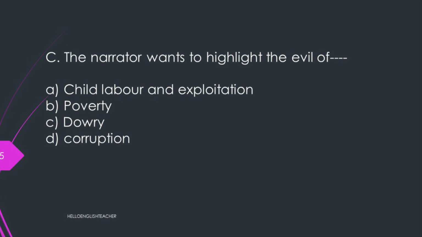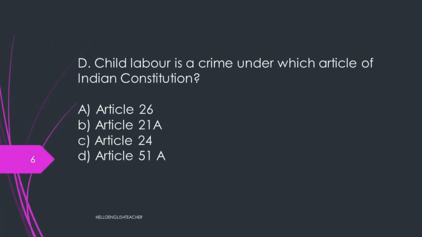So next question. The narrator wants to highlight the evil of child labor and exploitation, poverty, dowry and corruption. So here the answer is very clear. It is child labor and exploitation. Next question. Child labor is a crime under which article of Indian Constitution? So the answer is C, Article 24.